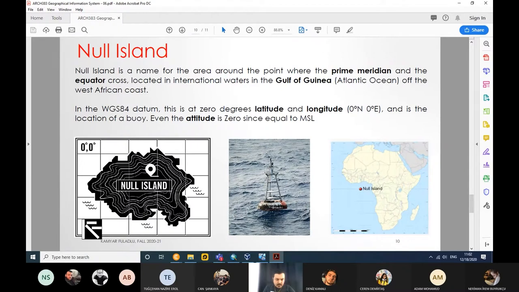And they put a buoy there in order to keep the location, and this is the 0 degree of latitude and longitude for the datum of WGS 84. Also, the altitude here is equal to 0, and all the references derived from here, we call it mean sea level.